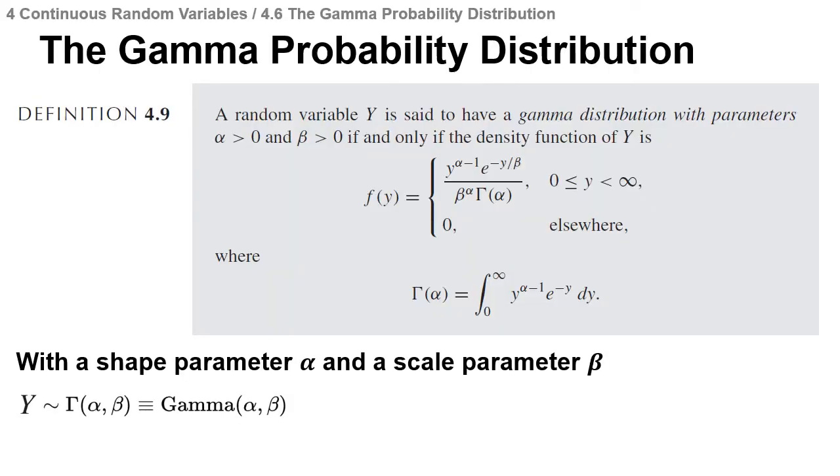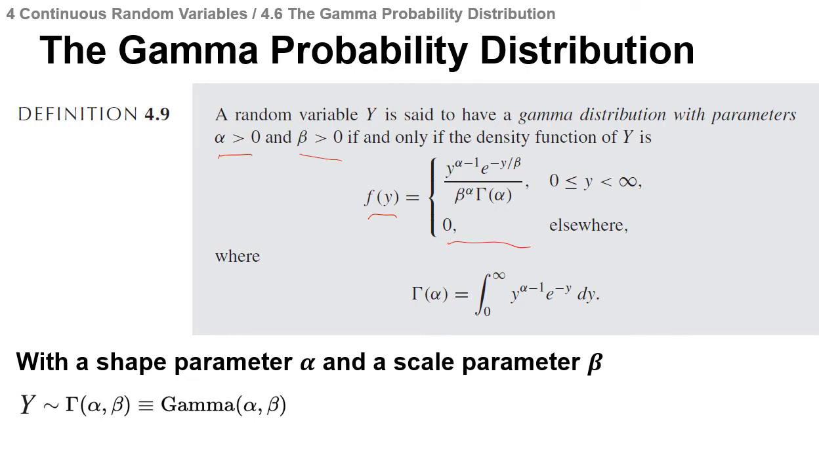The gamma probability distribution is defined this way. A random variable y is said to have a gamma distribution with parameters alpha and beta. Here, both parameters alpha and beta are greater than 0. And the density function is defined like this.